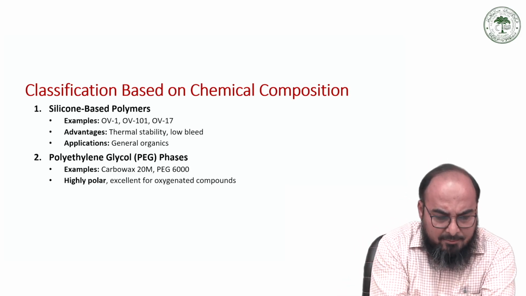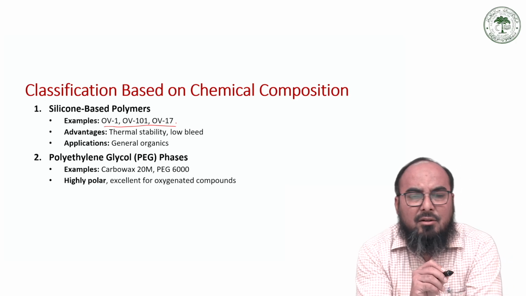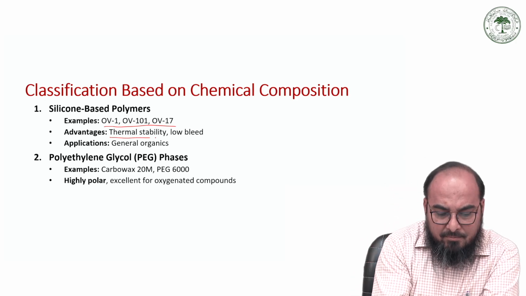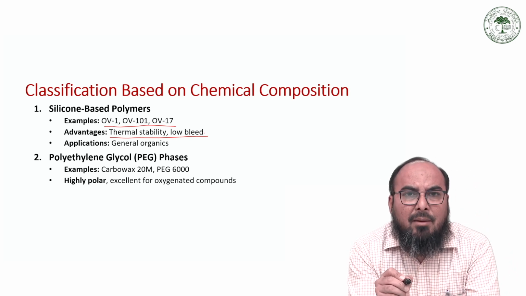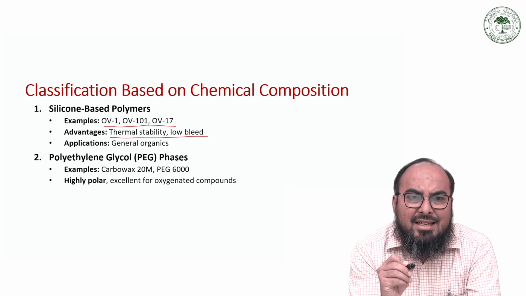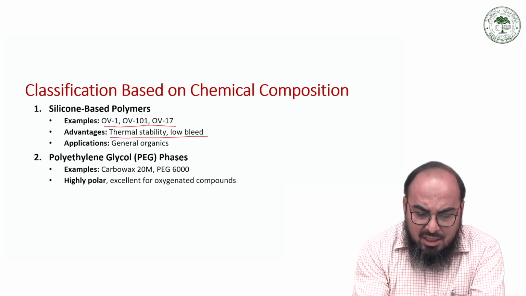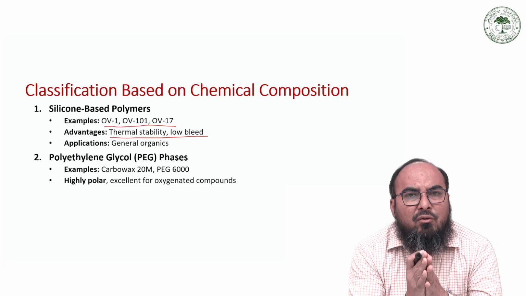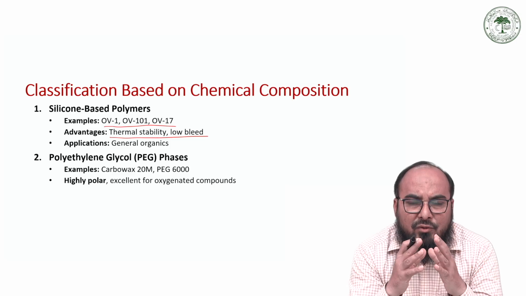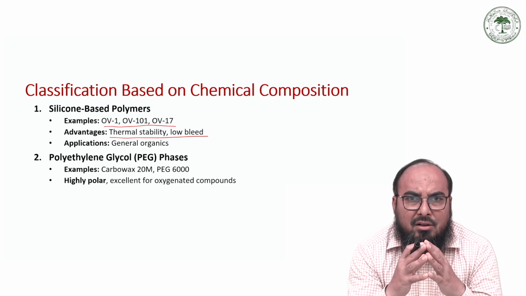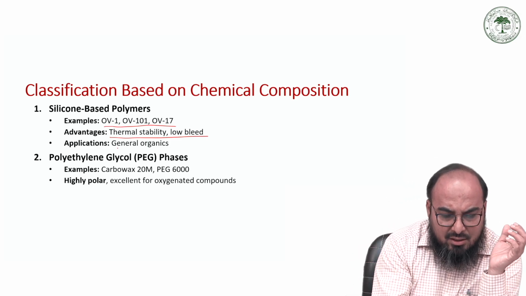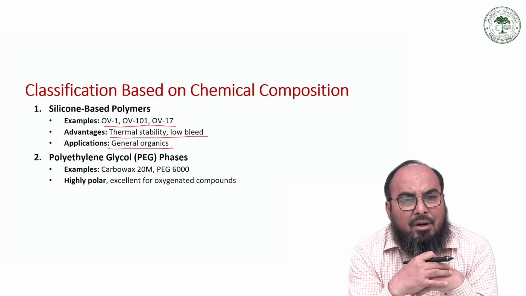We have already discussed OV1. These are examples of silicones, which are non-polar. Similarly, they are thermally very stable, and because of the high thermal stability, the bleeding, or you can say the chances of decomposition of the stationary phase, are minimal. That is low bleed. That is, your stationary phase will remain stable up to 350 or 400 degrees centigrade. We are going to see the effect of temperature, the stability with regard to temperature, in the coming slides also. And the application is that you can separate general organic compounds.